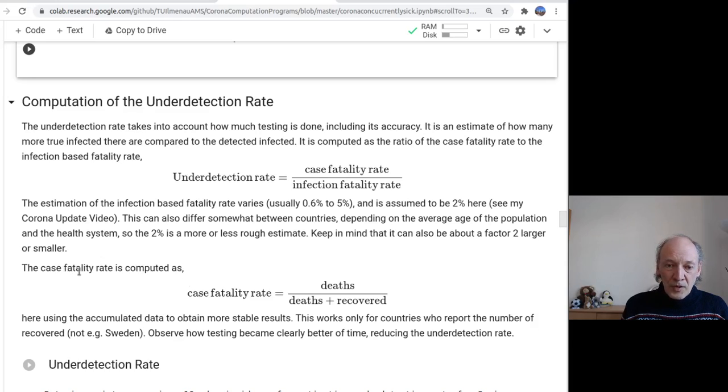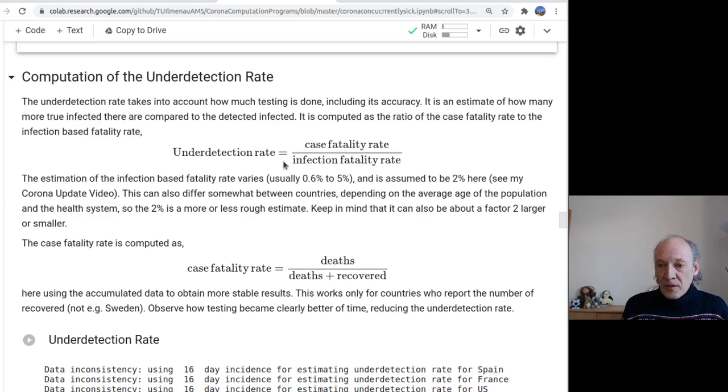So the case fatality rate is computed as the number of deaths divided by the number of deaths plus recovered. Right, so this is from the people that you detected. And then you can make this division here, and you get the underdetection rate.